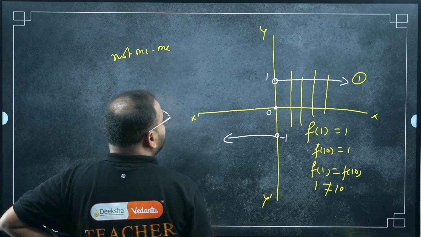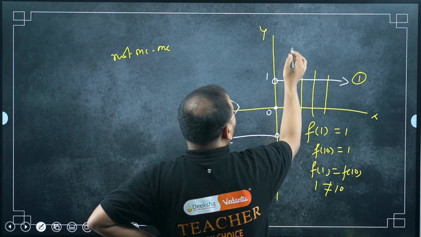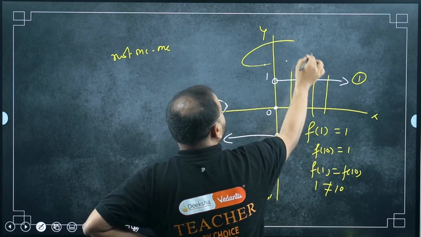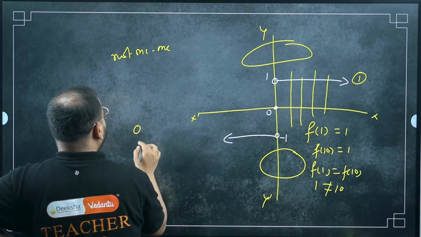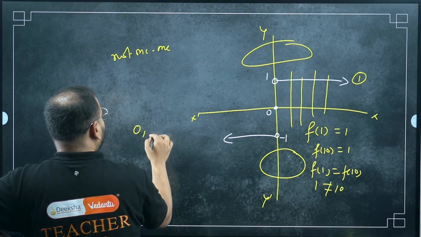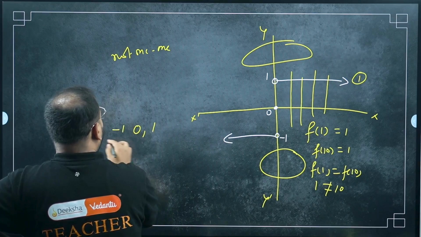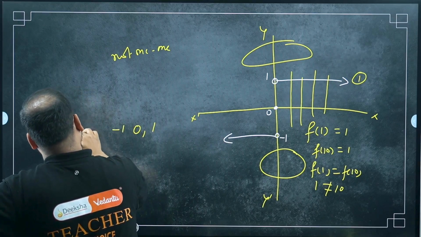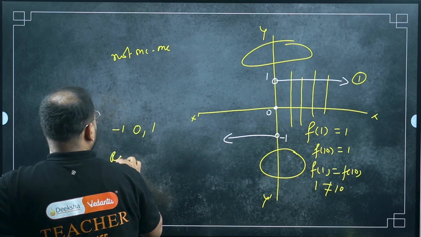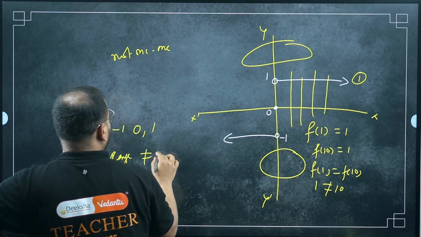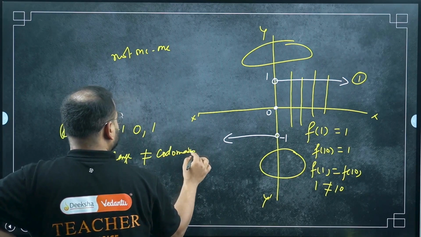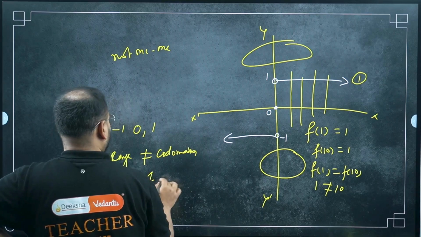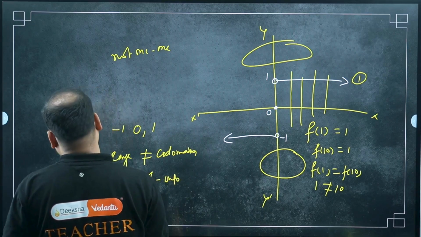What about onto? The domain was what? The codomain was all real numbers. But it's limited over here: the answer is only 0, 1 and -1. Only this is my range. So the range is not equal to the codomain. So it is not onto. So it is neither one-one nor onto.